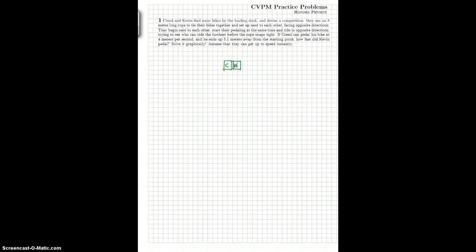So Creed and Kevin, they're here. That's where they start. And they're going to move with constant v away from each other. We're not sure who's moving faster, so I'm not sure which of these to make bigger. But I do know Creed's velocity of 4 meters per second, or speed. And they're going to go away from each other, and then at some point that rope is going to snap taut.